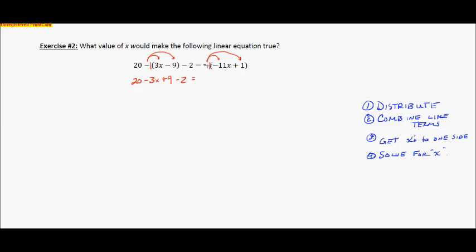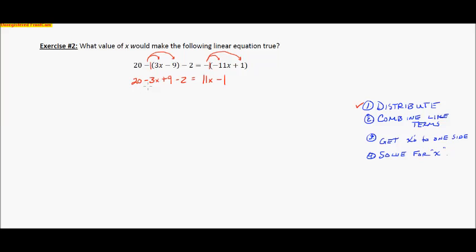And again, I'm going to distribute the negative over here. Negative times a negative is a positive 11x. So I don't have to write the plus, since it's out in front there. And negative times a positive is a -1. Alright, so I've done my distribution, so I'm going to put a little check mark there. And now I want to combine like terms.